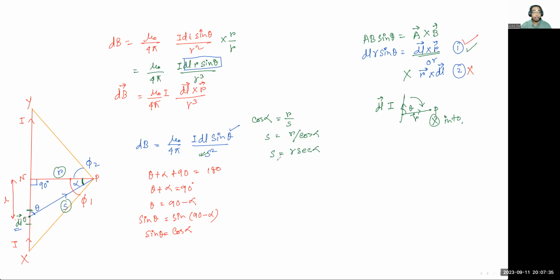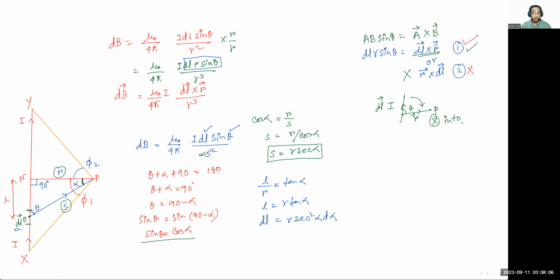Clear everyone? Any doubts until this point? Don't hesitate to ask your doubts if you have any. So now S is equal to R sec alpha, and we have sine theta is equal to cos alpha. And now we are going to look at how to substitute dL. So we have L by R as tan alpha, perpendicular divided by base. So L is equal to R tan alpha, and dL is going to be R sec square alpha d alpha.